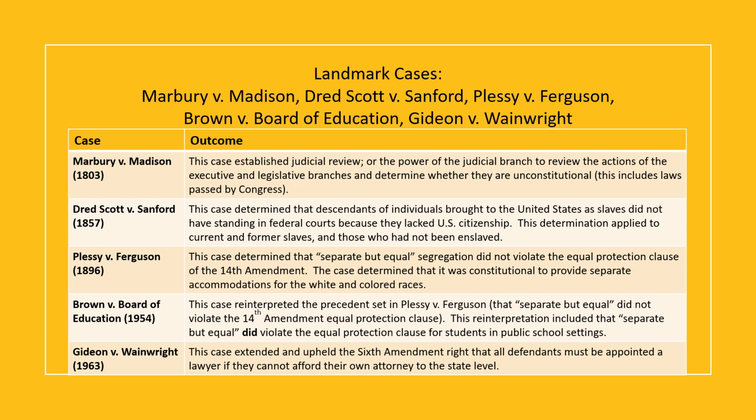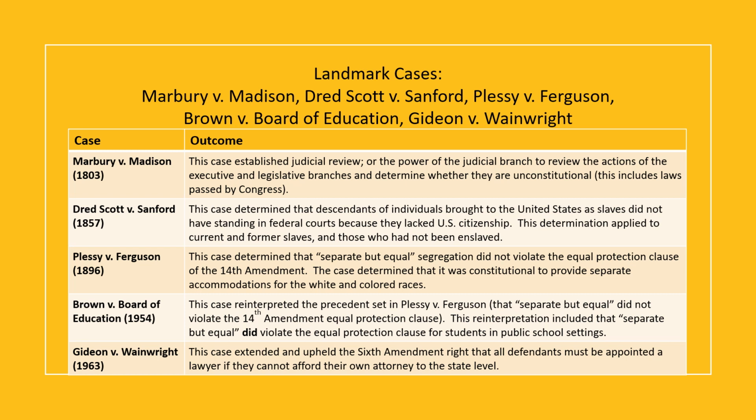Then we look at Dred Scott versus Sanford, decided 1857. This question focused on citizenship. The case determined that descendants of individuals who were brought to the United States as slaves did not have standing in federal courts, meaning that they could not appear in federal courts as a plaintiff or as a respondent for that matter, because they lacked U.S. citizenship.